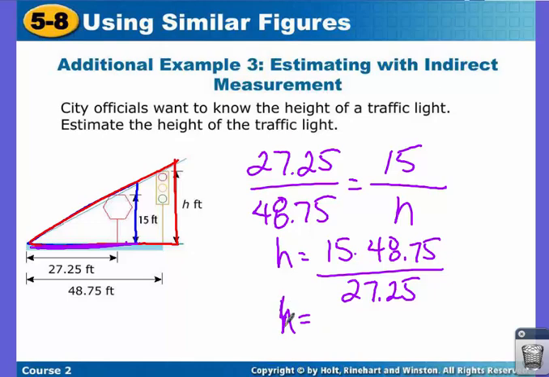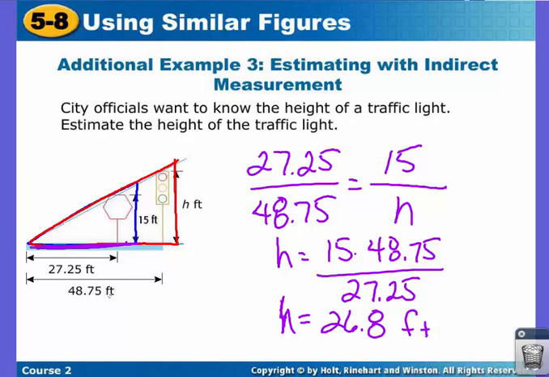And you'd end up with H is equal to, and it's a really ugly number, but if we were to round that number when we type that in, if we were to round it to the nearest tenth, you should end up with, I believe, 26.8, approximately 26.8 feet tall. Okay, so that's one way you could set this one up. You could have also done 15 over H is equal to 27.25 over 48.75, or you could have done 15 over 27.25 is equal to H over 48.75. And any which way you work it, as long as you use your corresponding parts, it should give you the correct answer. So let me have you do one on your own.